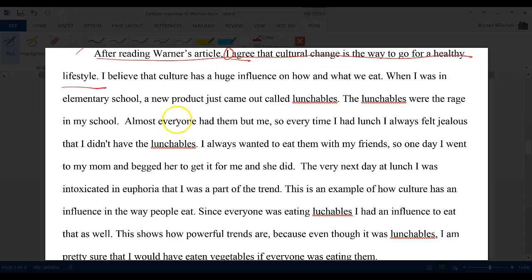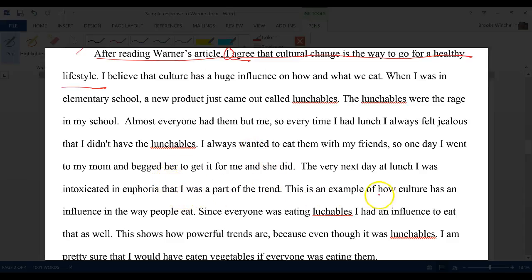When I was in elementary school, a new product just came out called Lunchables. The Lunchables were the rage in my school. Almost everyone had them but me. So every time I had lunch, I always felt jealous that I didn't have the Lunchables. I always wanted to eat them with my friends, so one day I went to my mom and begged her to get it for me, and she did. The very next day at lunch, I was intoxicated in euphoria that I was part of the trend.